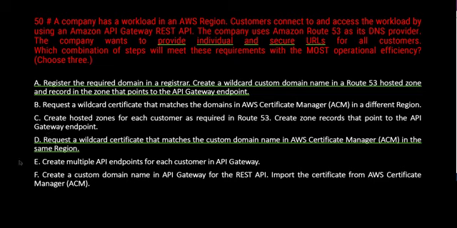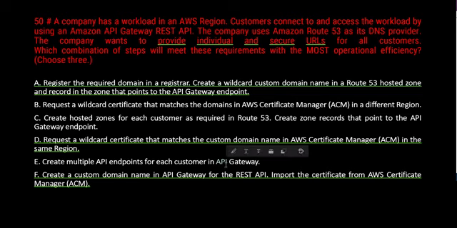Then we have F, which, what does it do? It will create a custom domain name in API Gateway for your REST API. So this will allow you to access the custom domain name with your API Gateway endpoints, and will import the certificate from ACM for secure communication. Okay, so we'll go ahead and pick this. So it is very hard for us to eliminate the other options. That's why we went with whatever makes sense to us.